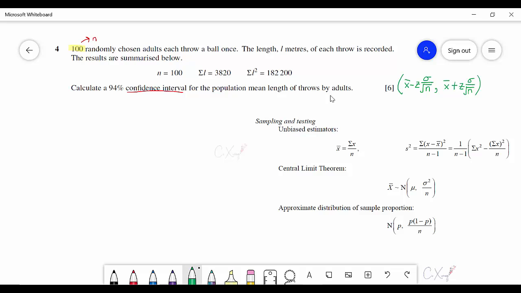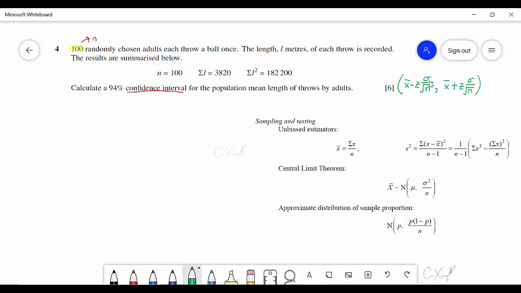Please take note that these formulas are not provided in the formula booklet. Before we can calculate the confidence interval, we need to find out which values we don't have at first. The sample mean, x bar, we can take very easily from summation of L divided by n, because this is a value for the sample. Then the value of z, we can get by using the 94% given in the question. n is given, which is 100.